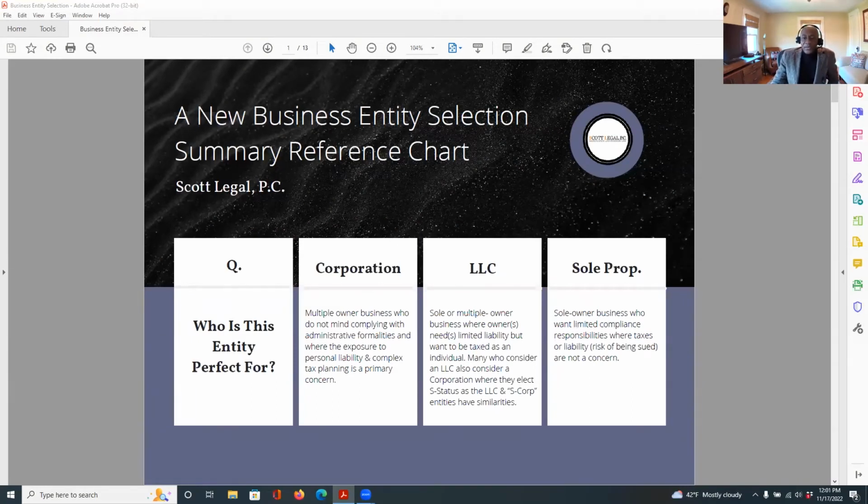And today we are here to talk about new business entity selection and really looking at the different types of business entities, in particular, three types of business entities, and looking at the advantages and disadvantages of those different entity types.